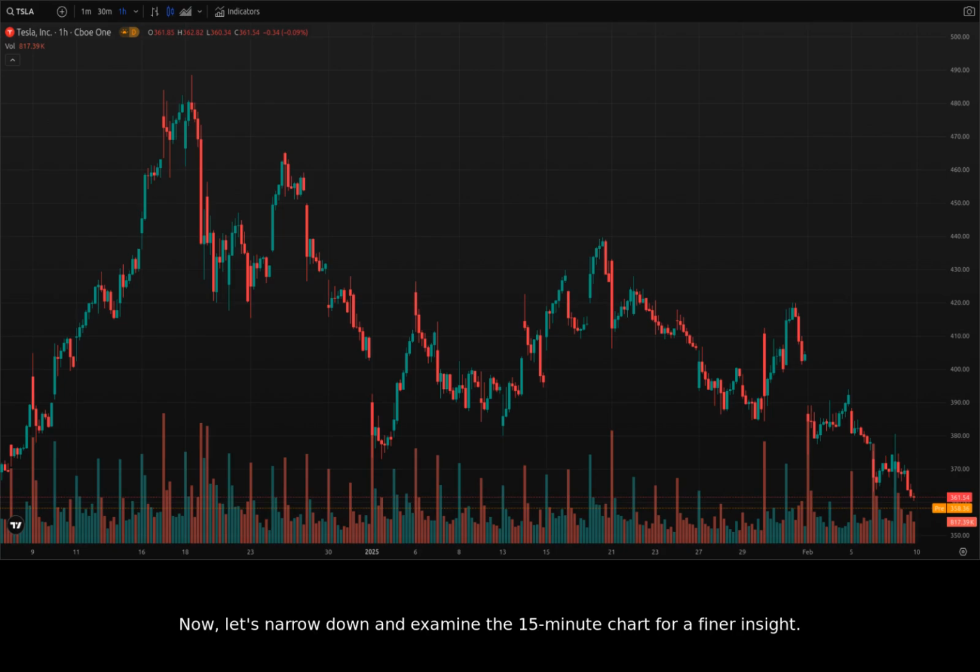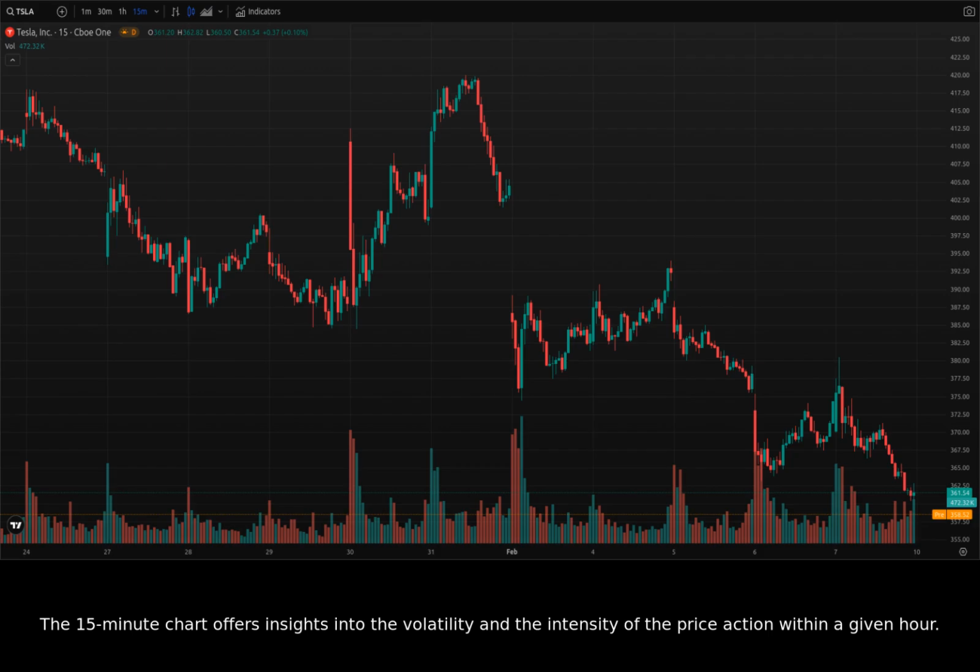Now, let's narrow down and examine the 15-minute chart for a finer insight. The 15-minute chart offers insights into the volatility and the intensity of the price action within a given hour. This is especially useful for identifying potential entry and exit points for short-term traders.